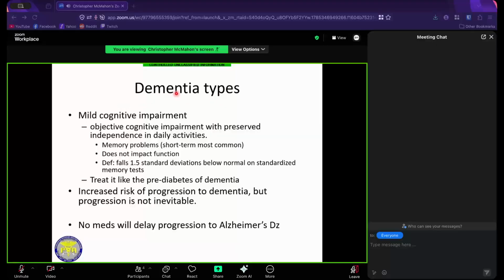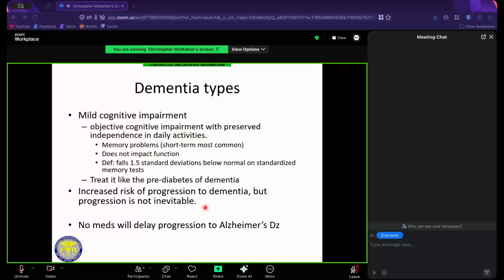All right, so my different dementia types. I have mild cognitive impairment. That's the one where it still falls outside of those 1.5 standard deviations, but I'm still able to live independently on my own. I like to think of it as the prediabetes of dementia. Does that mean we can treat it? Potentially. I look for reversible causes and things that slow things down. There are no meds that are going to slow that down or prevent Alzheimer's disease, but I can very early identify that they're going to need additional care.